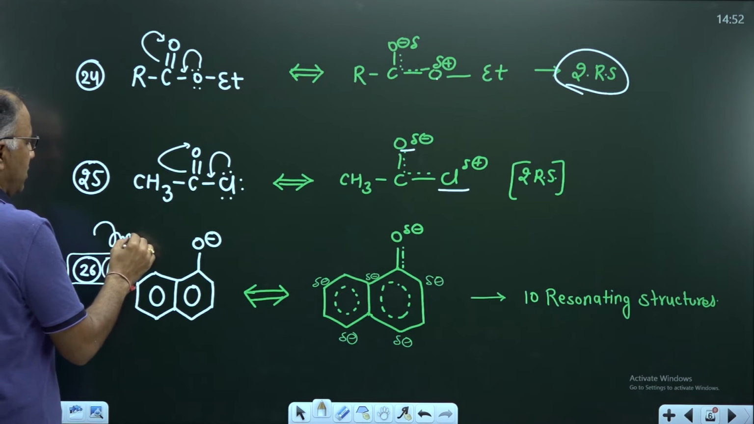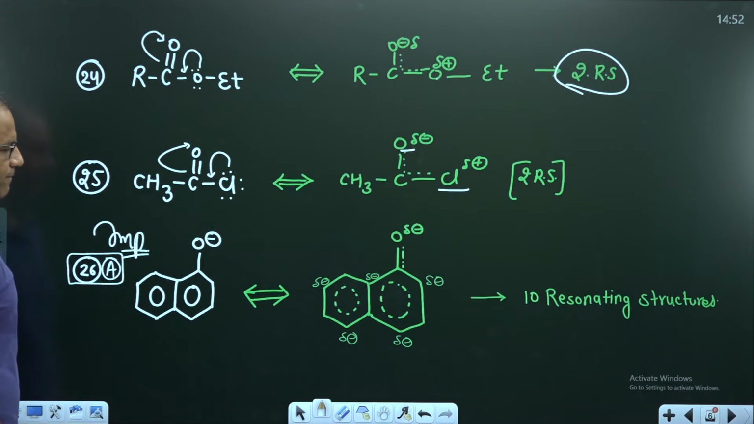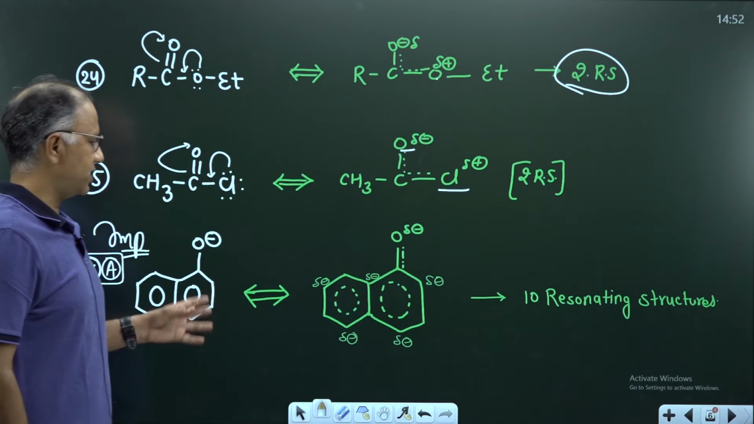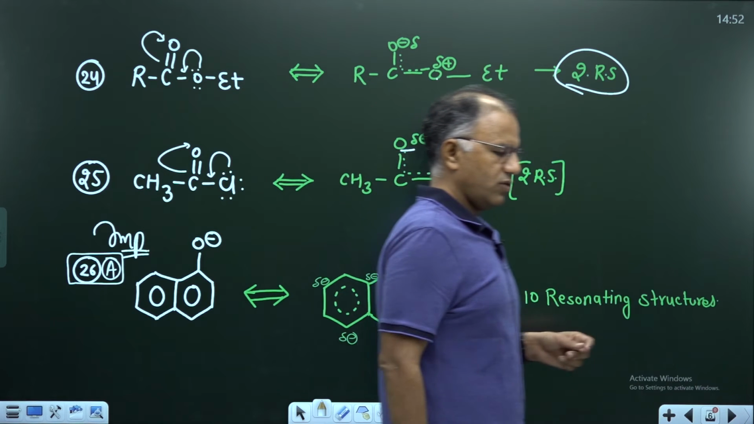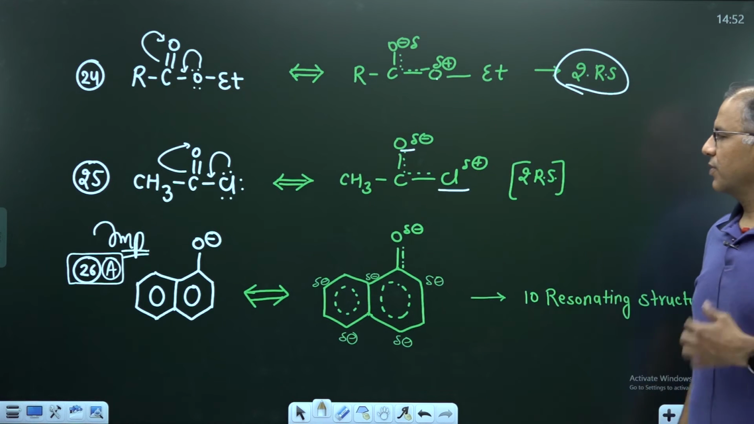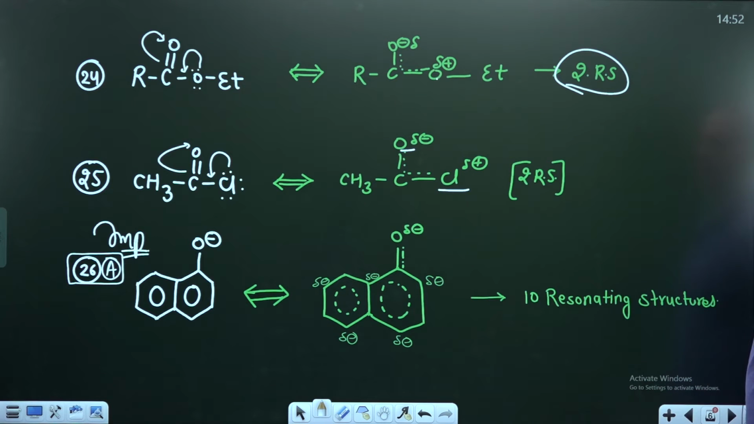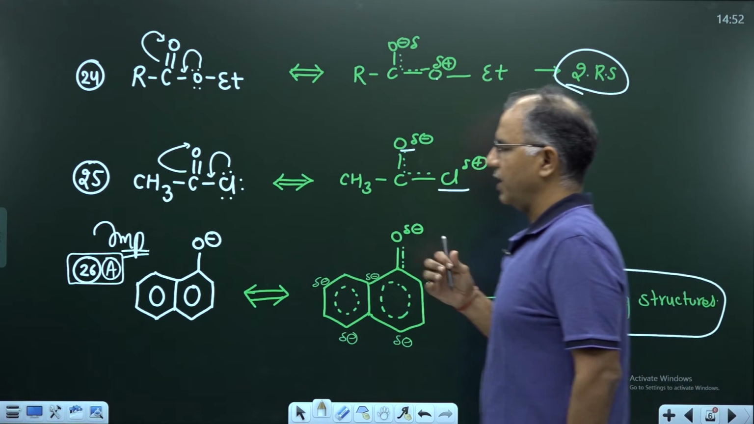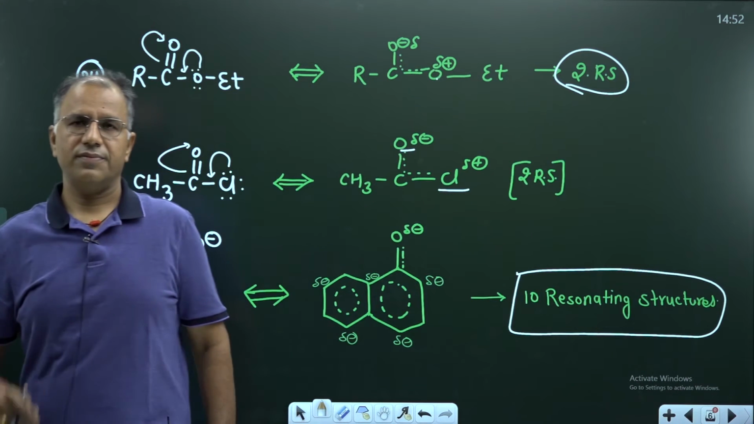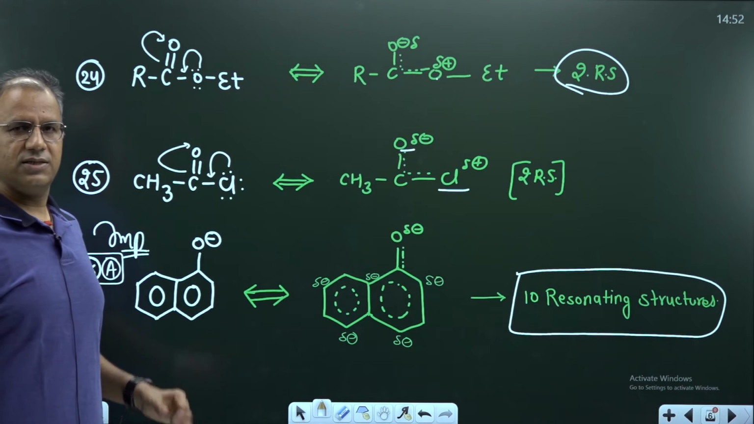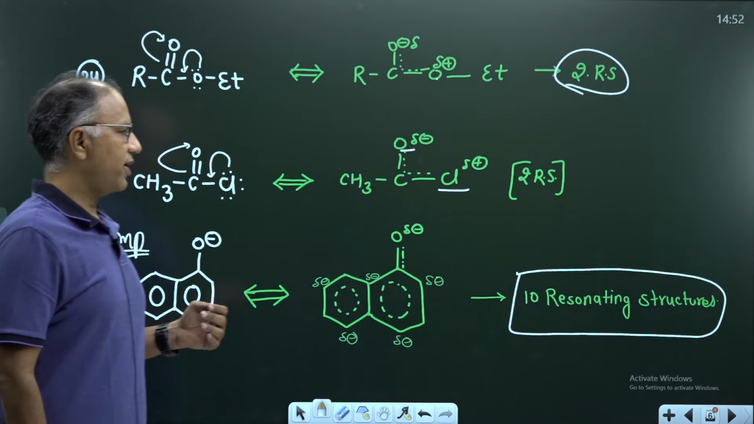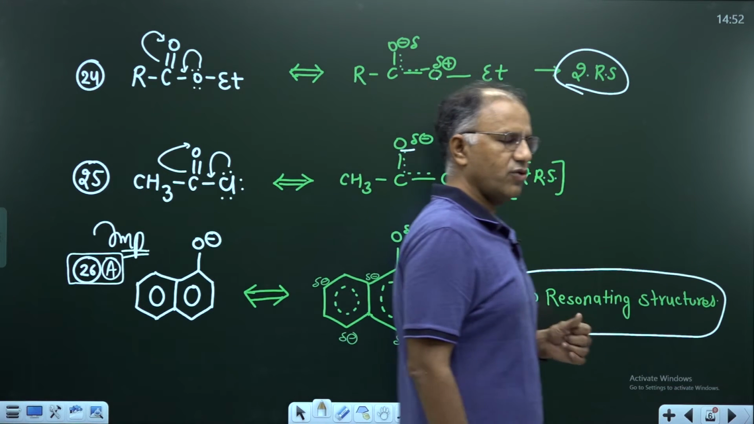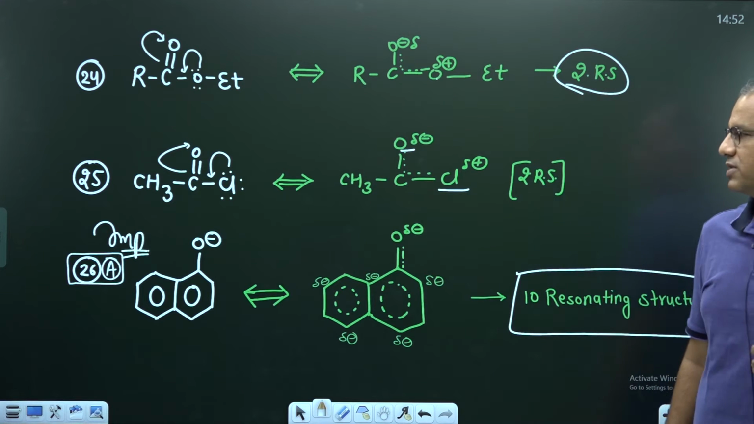26th and 27th are important, and one of the structures is already asked in JEE Advanced. So there is a total number of RS, 10. Pause the video and try to draw 10 resonating structures. If your answer is 6, 7, 8 or 9, then try to find the remaining resonating structures. Where are the remaining structures?